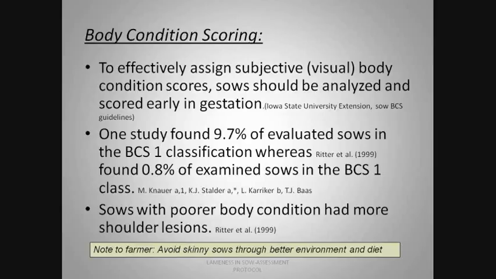Body condition scoring. Iowa State University recommended that scores for sows should be analyzed in early gestation. In another study, 9.7% of sows had a score of 1, and in another study 0.8, a large variance in body condition scores. Sows with low body condition score are subject to more shoulder lesions. In our note to our farmer, the farmer is to avoid skinny sows through better environment and diet management.